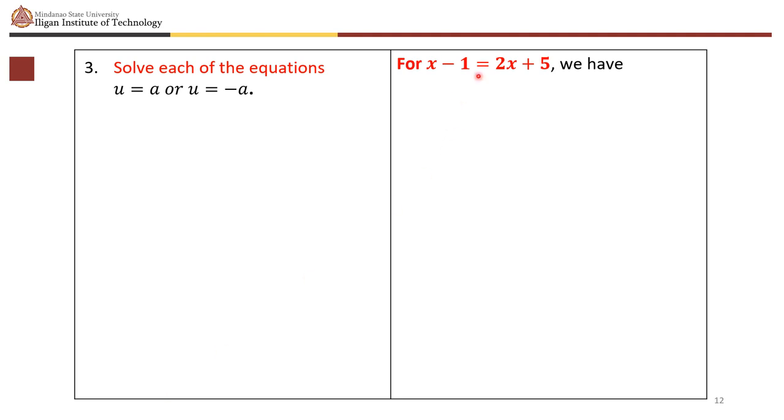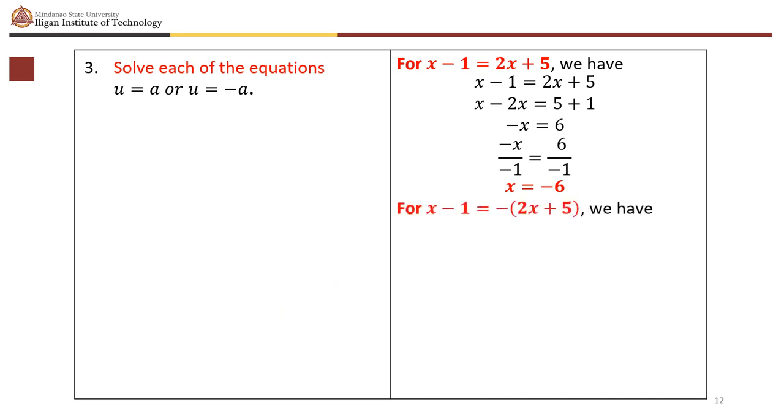That is, for x minus 1 equals 2x plus 5, we have the following. x minus 1 equals 2x plus 5. We can rewrite it as x minus 2x equals, and then we have 5 here, so then we have minus 1. x minus 2x will give us minus x. 5 plus 1 will give us 6. And then we have negative x divided by negative 1, so divide both sides by negative 1. We come up with x equals negative 6.